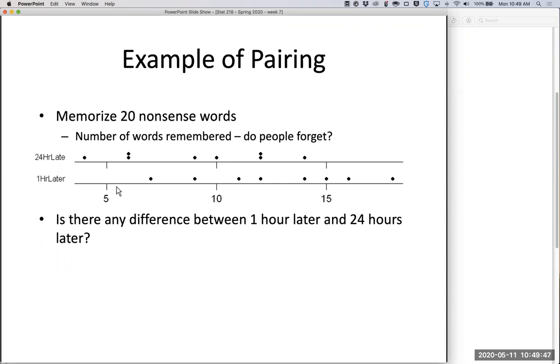The students were not told that at the beginning of class the next day, they would be tested again. They learned the words on a Tuesday. On Wednesday at the beginning of class, they were given the exact same test, and they were asked to repeat those words that they had memorized. The scores looked like they were a little bit lower. One of the high scores was 14 words. The low score was 4 words correct. So I want to know, is there a difference between 1 hour later and 24 hours later? In other words, do people maybe forget some of those words overnight?